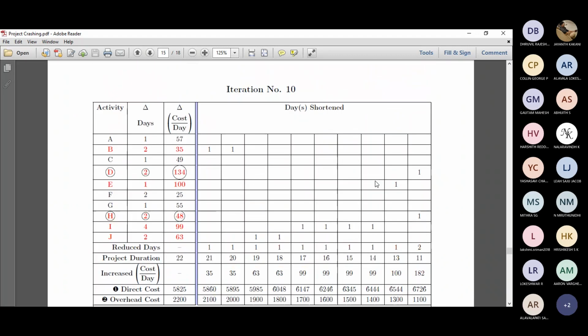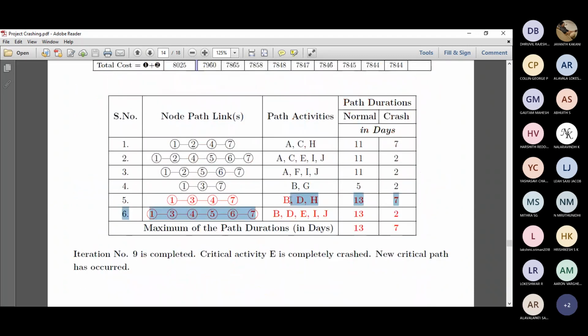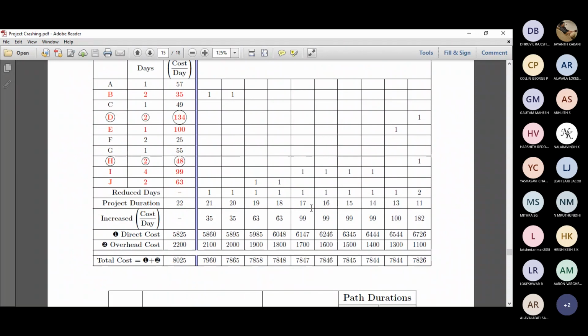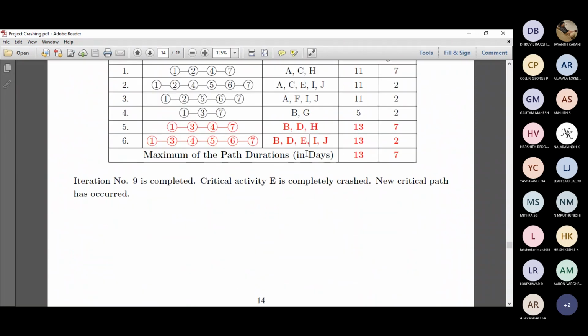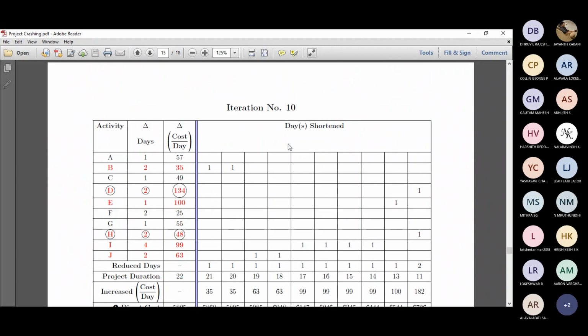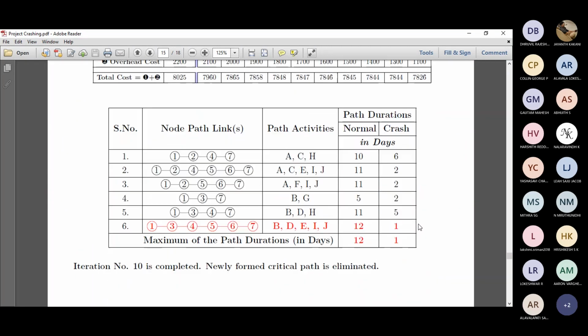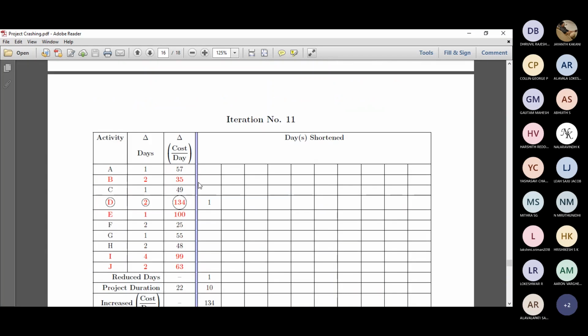So I repeat, when there are two critical paths, we'll be considering all the activities of both the critical paths, and we'll be selecting the activity that has the least cost slope in both the paths. Here it is H having the least cost slope, here is D having the least cost slope. Then we will be reducing that, and finally we'll take a look at the table again. In this case, we have got only 12 here, we have 12 here, and we have only 11 here. So this is no more critical now. So our original critical path retains. The newly formed critical activity H gets eliminated in the next iteration.